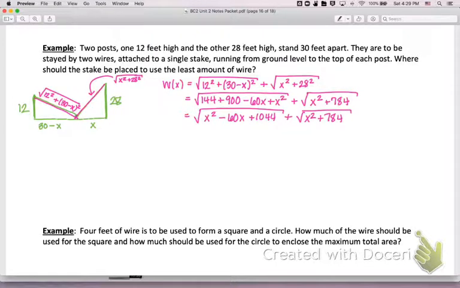Okay, so now we need to take our derivative. Let's do that now. I got stuck. Hold on.